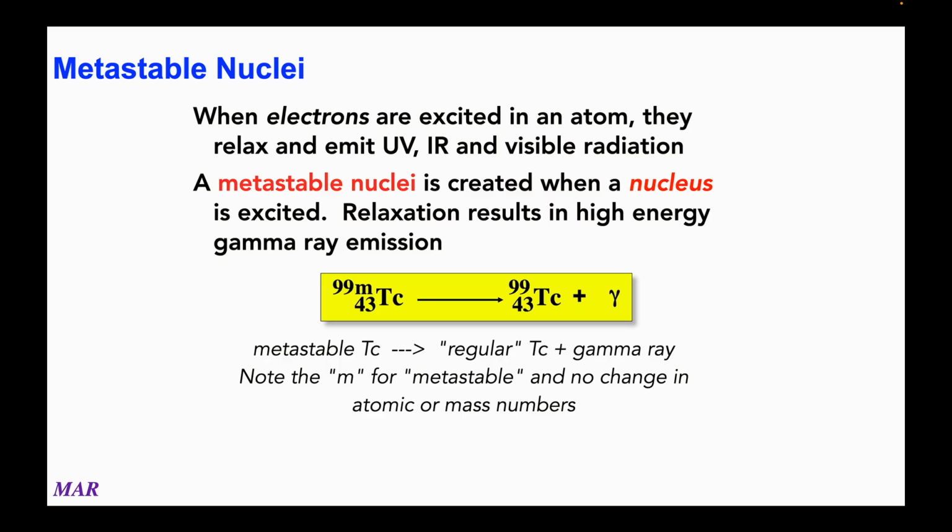It's an excited nucleus. You can think, if you will, that instead of having a nice distribution of protons and neutrons kind of mixed together, maybe you have a lot of protons on one side and a lot of neutrons on the other. So it's a very unstable kind of configuration, and it will decompose back to the regular version. In the process, a gamma ray is emitted. So again, there's no change to atomic numbers, no change to the mass numbers. You just have a gamma ray emitted.